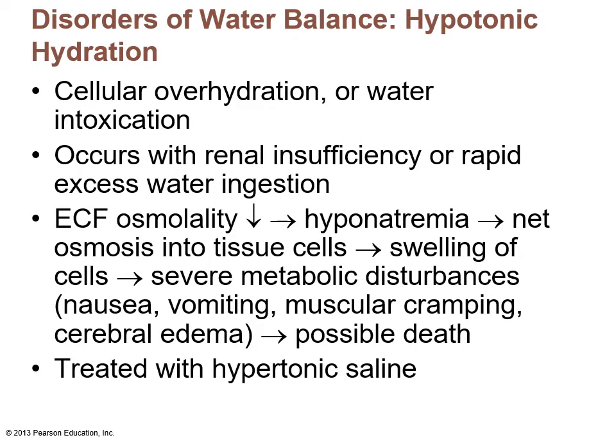Now, there's another problem, not very common, but it's called hypotonic hydration, where the cells are overhydrated, primarily caused by water intoxication. It can occur with renal insufficiency, where you're just not able to filter enough fluid through the kidneys, or if a person rapidly ingests a lot of water at one time. So this can cause a problem.